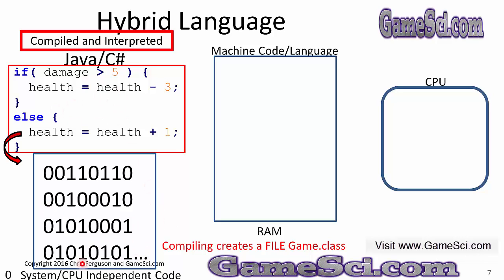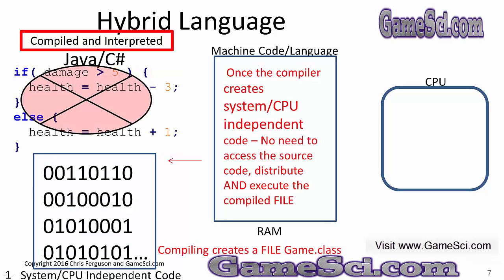This is not machine code. Machine code is specific to a CPU. This is a system independent code. Once the compiler creates the system or CPU independent code, there's no need to access the source code anymore. See this code here? I don't have to send this to my customers in order to run this code. I can send the compiled version, the system independent code, and have them execute that system independent code.